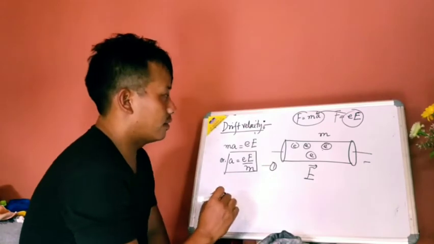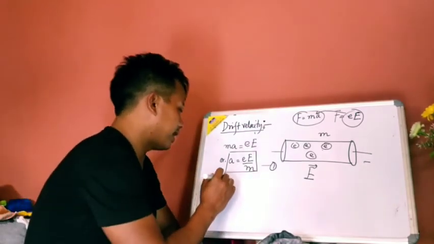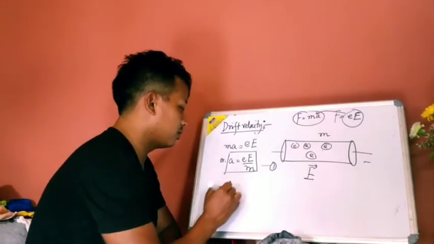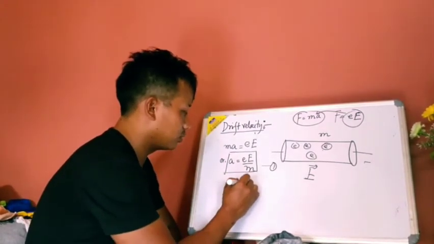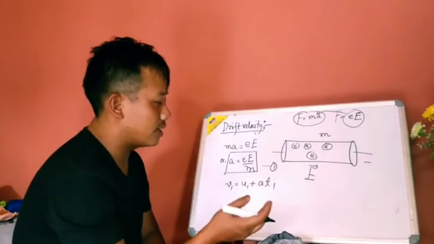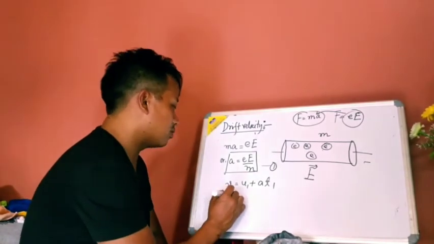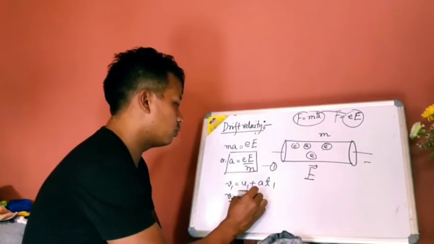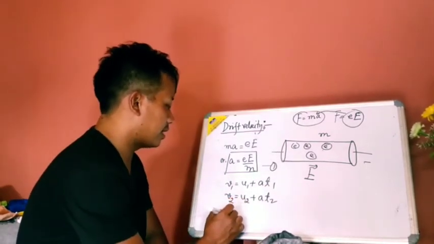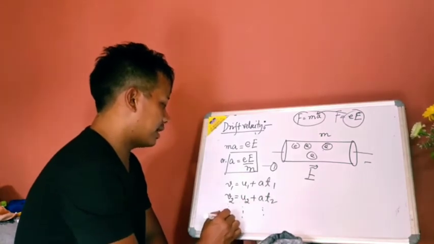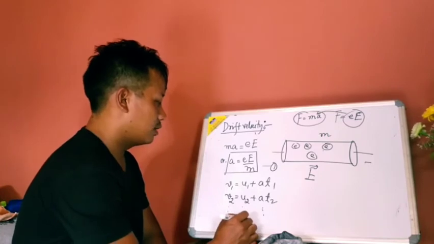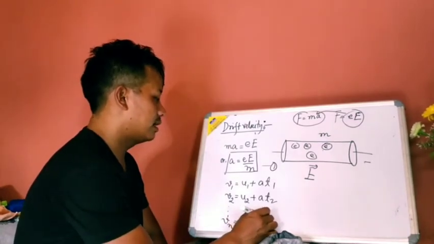For the first electron, when you apply the electric field, the equation of motion gives v1, the velocity of the electron when the electric field is applied, equal to u1 plus a into t1, where t1 is the time taken by the first electron. For the second electron, v2 equals u2 plus a t2. And for the nth electron, the velocity vn equals un plus a tn.